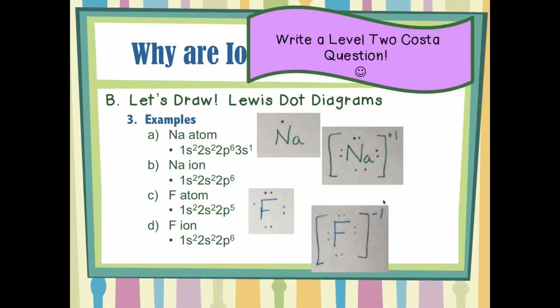All right, go ahead and do a level 2 question. You could pick a different element, any element on the periodic table, and ask for its Lewis dot diagram. That would be a great level 2 question.